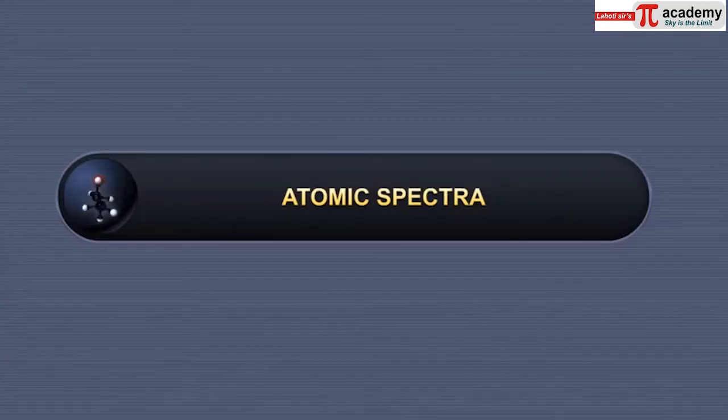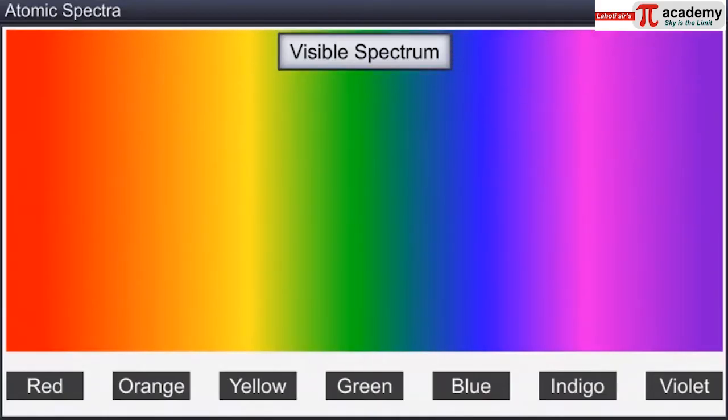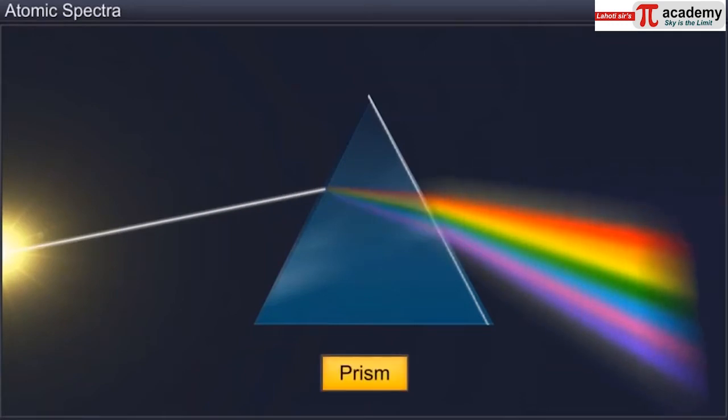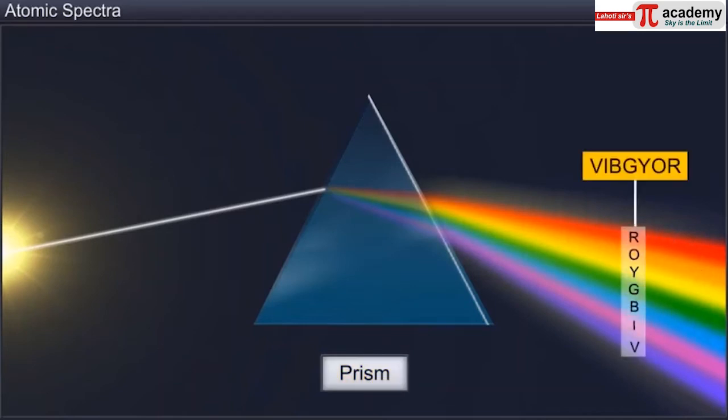In this module, you will learn about the atomic spectra. Before we begin to learn about atomic spectra, let's understand the term spectrum. When a ray of white light from the sun or an incandescent lamp is passed through a prism, it is dispersed into a continuous array of 7 colors, namely VIBGYOR.